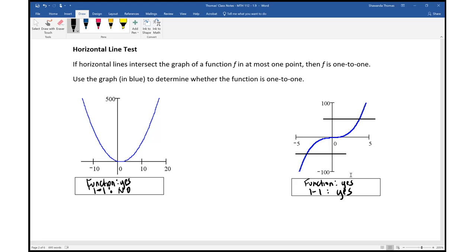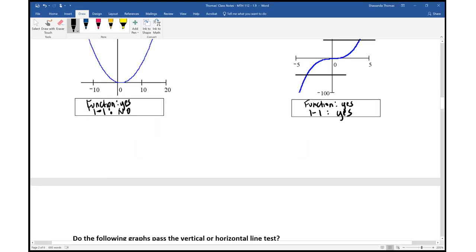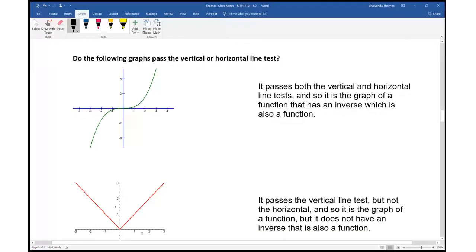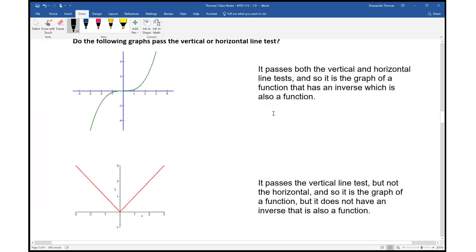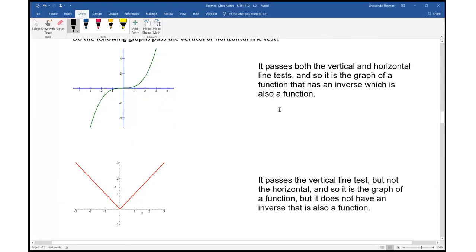All right, let's move on to the next page. Do the following graphs pass the vertical and horizontal line test? So we're being redundant here, but it says it passes both the vertical and horizontal line test. And so it is the graph of a function that has an inverse, which is also a function.